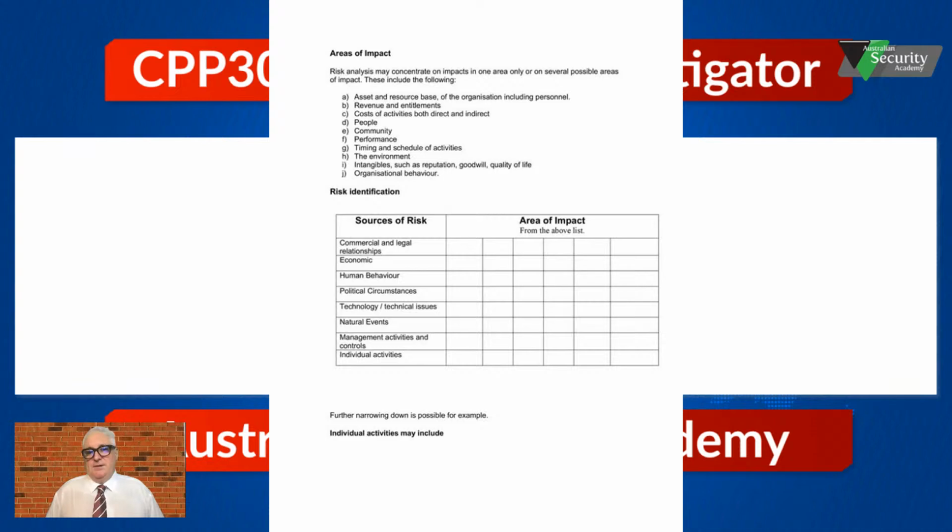So a source of risk might be internal theft. You've identified that. Now the area of impact will be on revenue and entitlements. It could be on organisational behaviour, because if other people are aware of it and nothing is done about it, they might become involved in it themselves.